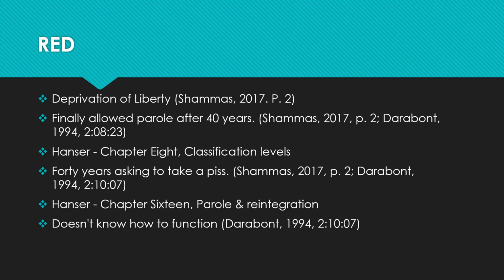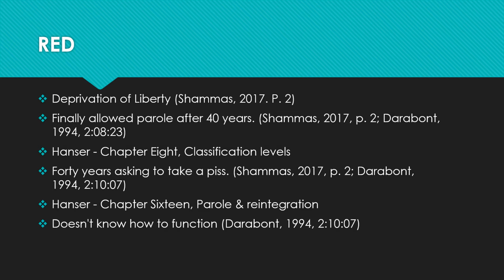The first character I will be discussing is Red from the Shawshank Redemption. For Red, the pain of imprisonment I chose was deprivation of liberty, which states that by incapacitating offenders, society is protected from potential acts of harm. Shamas, 2017, page 2. Red was denied parole up until he served 40 years. Darabont, 1994, timestamp 2 hours, 8 minutes, and 23 seconds.